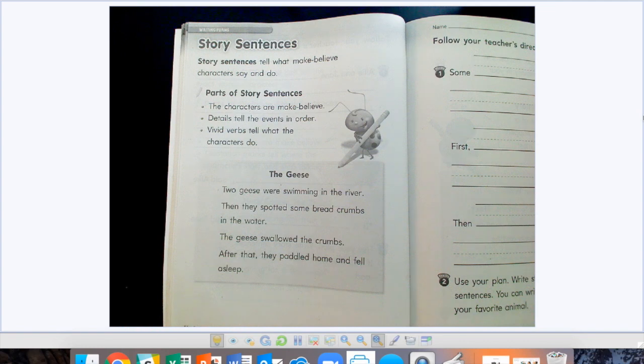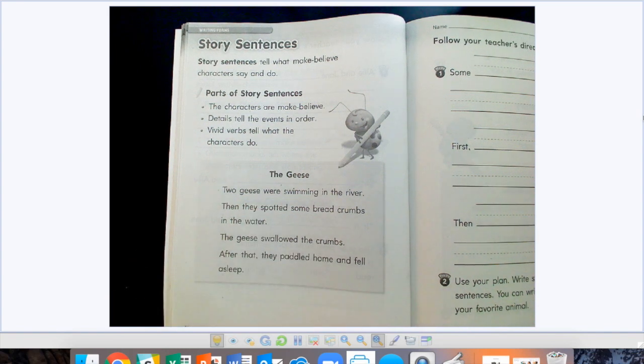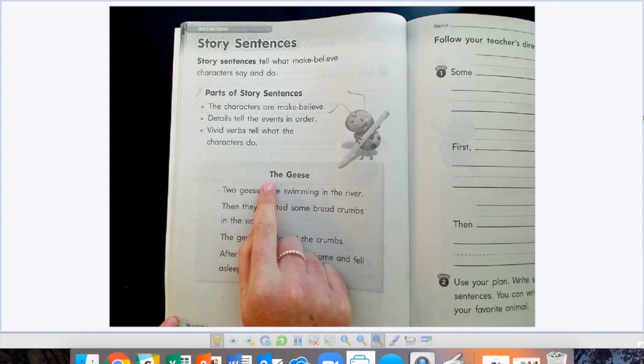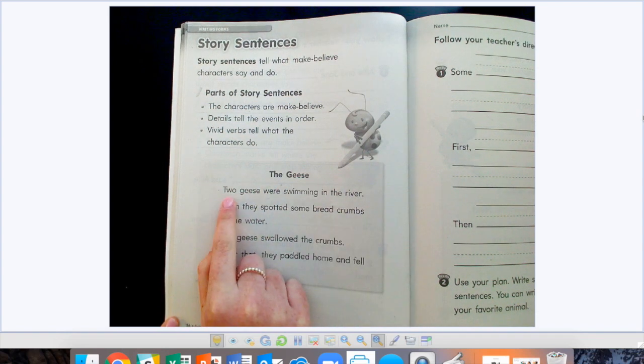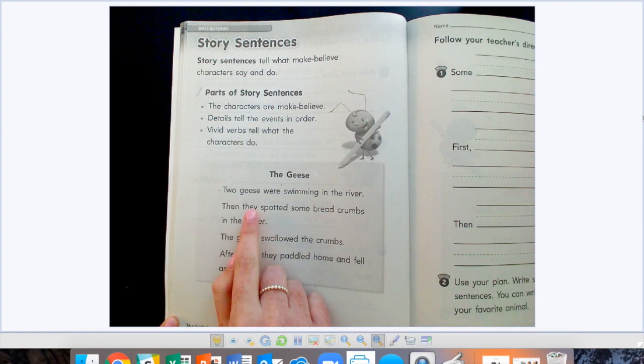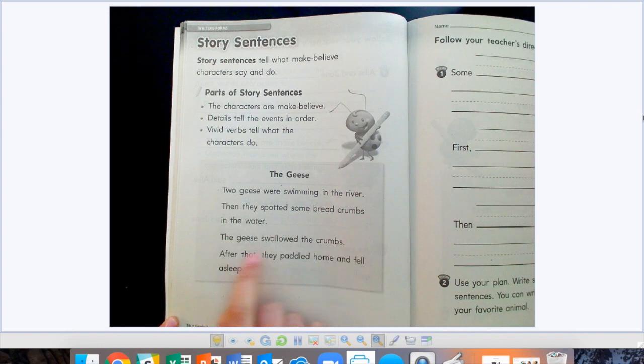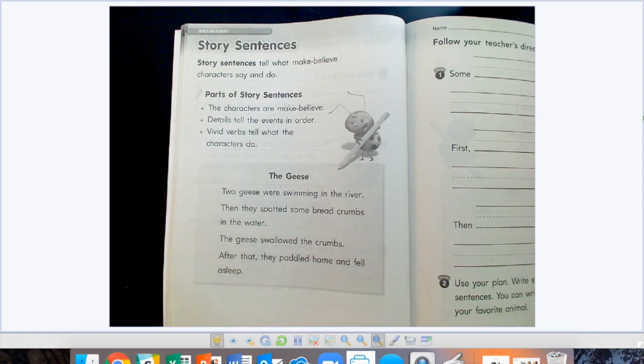So we're going to practice identifying events and order words and vivid verbs in this paragraph here. So please follow along. The geese. Two geese were swimming in the river. Then they spotted some breadcrumbs in the water. The geese swallowed the crumbs. After that, they paddled home and fell asleep. The first thing we're going to do is find words that tell the events in order.